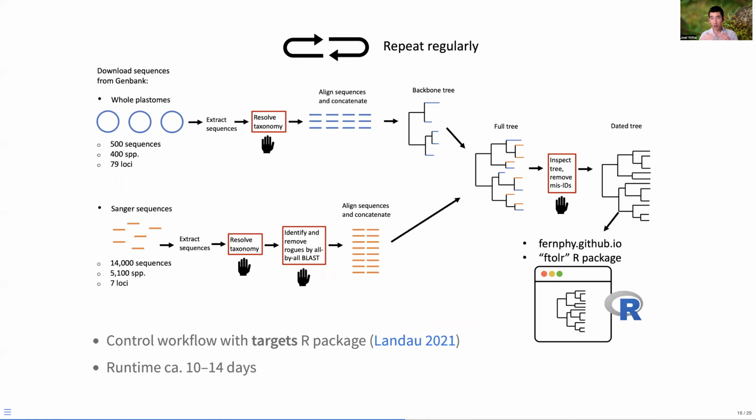This is an overview of the complete workflow. The workflow is automated with the targets R package, so we can easily repeat this on a regular basis. It takes about 10 to 14 days total to run. Most of that is occupied by the ML analysis. And you can see there are some steps here with a hand. Those are places that include manual inspection to make sure we have a high quality result.